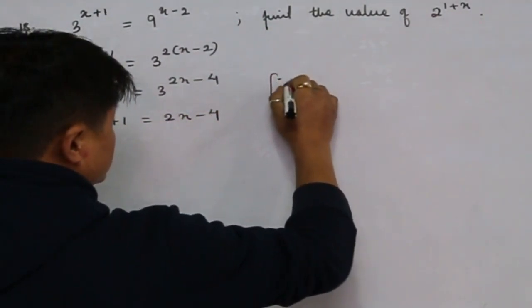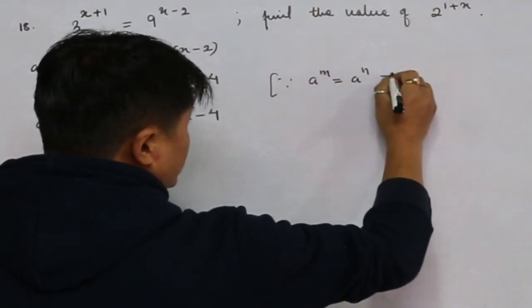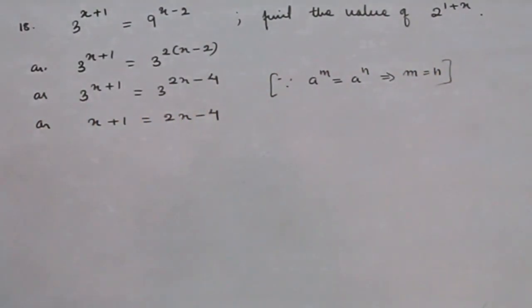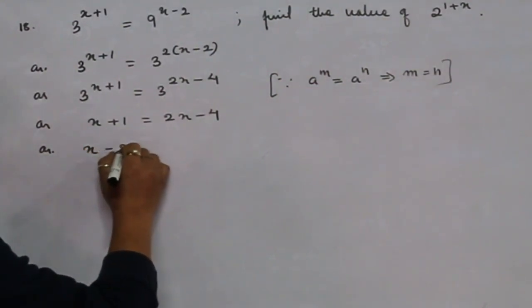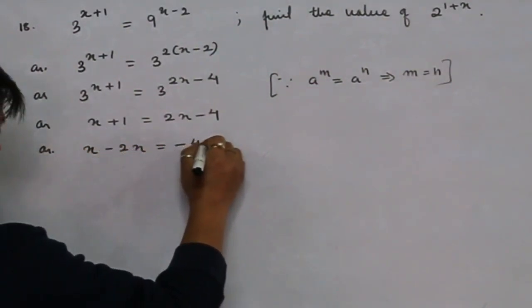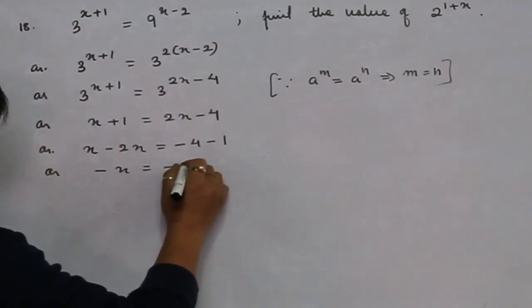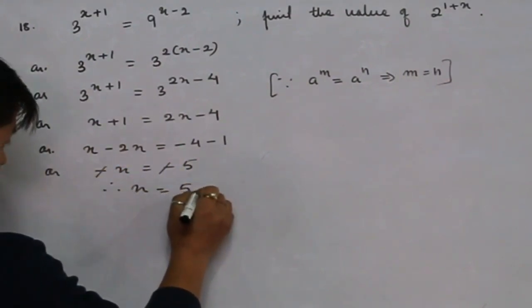Since a to the power m is equal to a to the power n can be written as m is equal to n, the same rule we are using. We'll bring the x together: x minus 2x is equal to minus 4 minus 1, or minus x is equal to minus 5. Minus minus will get cancelled, therefore x is equal to 5.